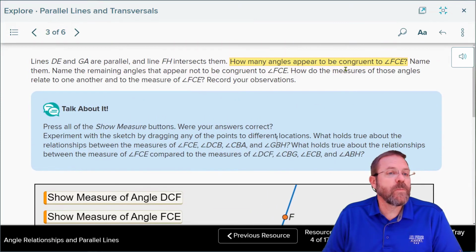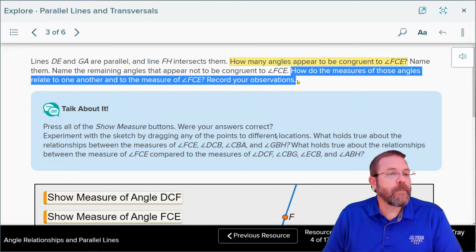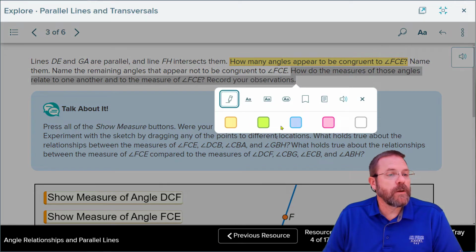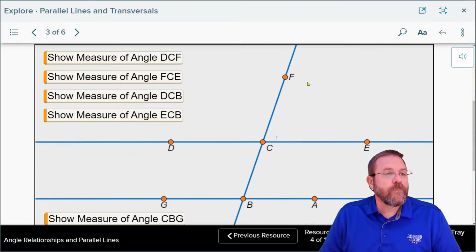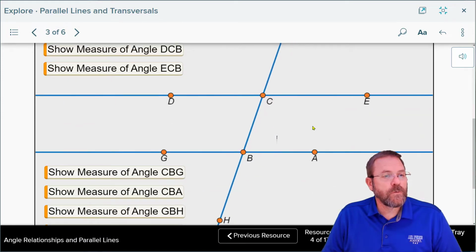Okay, so we got multiple questions here. I'm not going to highlight the name of them, but we are going to highlight that part, because that is going to be another really important subpart here. So let's take a look. First off, FCE is what they're starting us with. That's this angle right here. It appears to be congruent to this one, which is DCB. It also appears to be congruent to this one, which is CBA, and to this one, which is GBH.